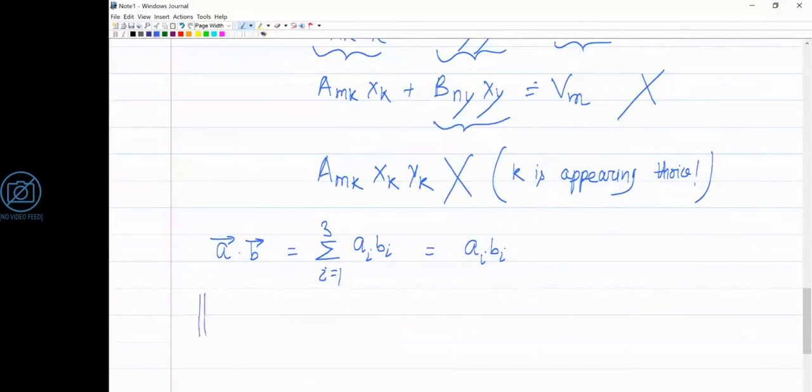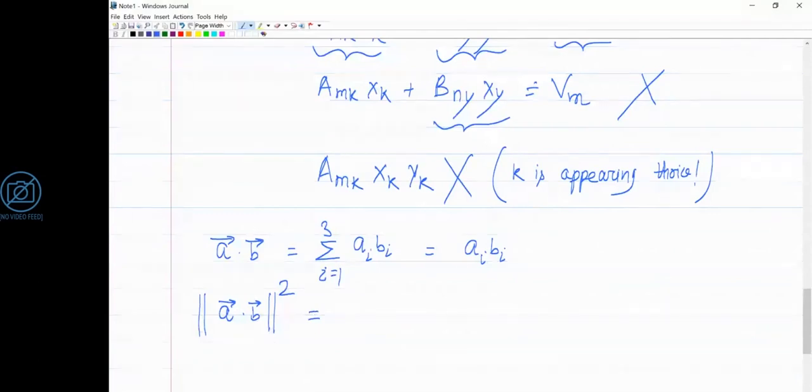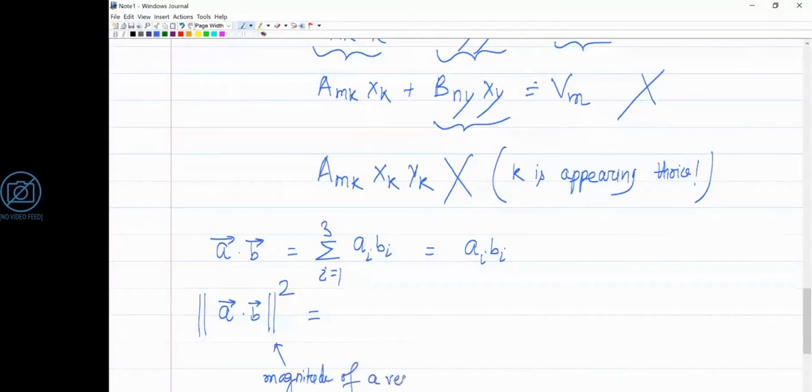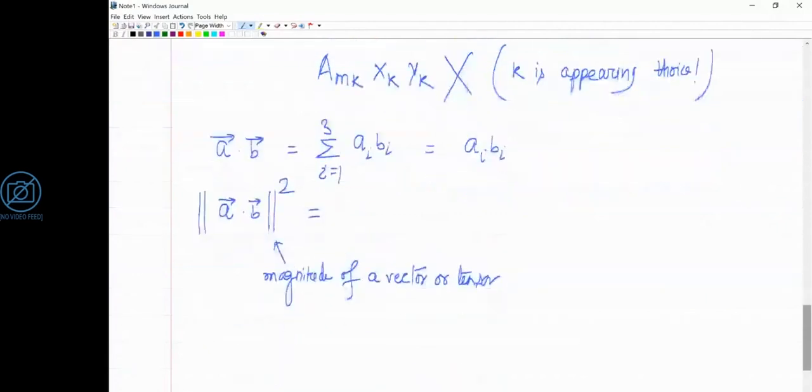Now let us say I want to have A dot B magnitude whole square. Okay? So this double bar is used to denote magnitude of a vector or tensor. So double bar is for magnitude of a vector or tensor. And if it's just one bar, that's for a scalar. So if you have something like this, so this is for magnitude of a scalar.